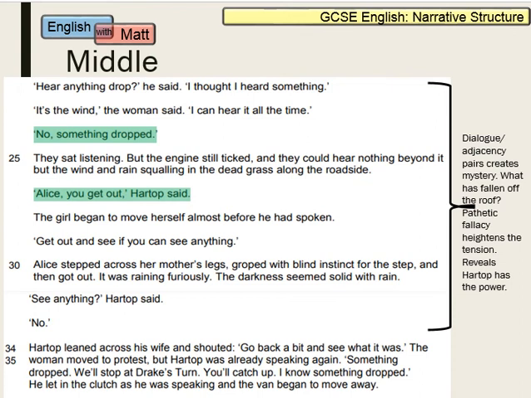We might want to use the term adjacency pairs, which is a more complex term to describe turn taking in conversation. So when people interact with each other, we can say that we have adjacency pairs. We also have a sense of mystery because, again, we still don't know what fell off the roof. We still don't know why Hartop has stopped, and we still don't know what Alice is going to find. It might be something sinister, but it also might be something quite innocent.